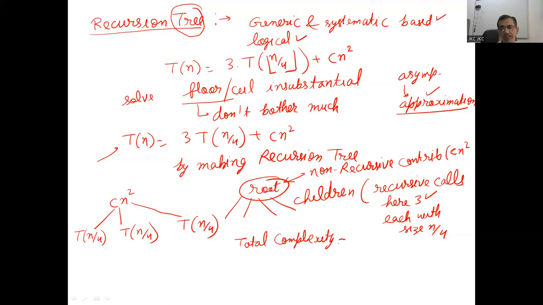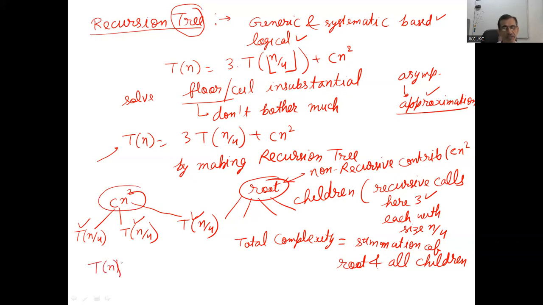So my total complexity will be nothing but the summation of the root and all children. I can easily see my total contribution is T(n/4) plus T(n/4) plus T(n/4) plus Cn square. So my overall complexity is the same as I have just written earlier: T(n/4) plus T(n/4) plus T(n/4), and of course plus Cn square. This is still correct.